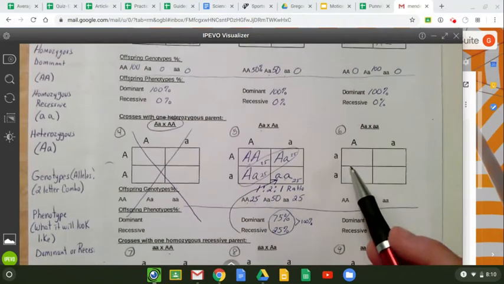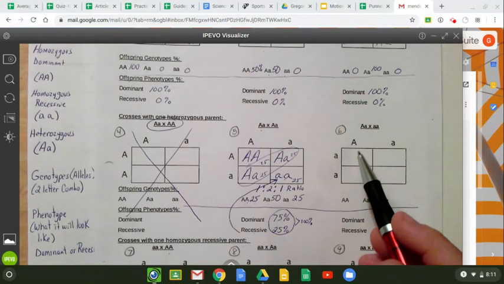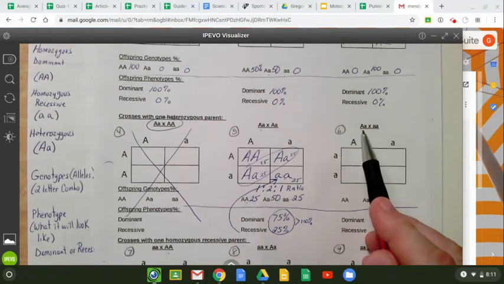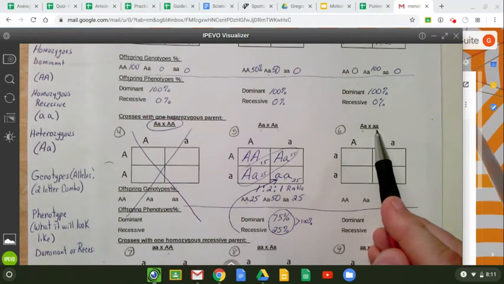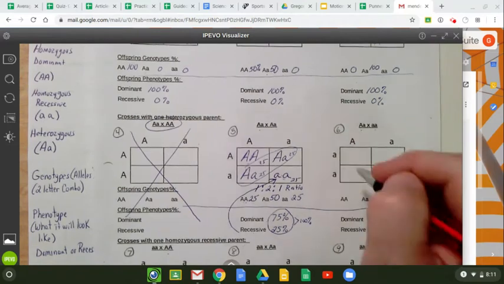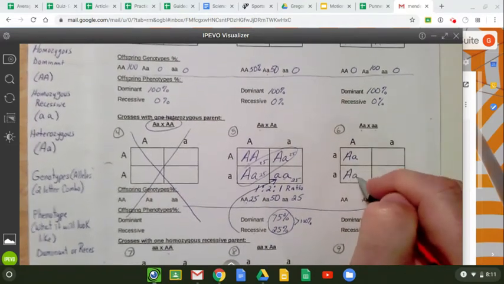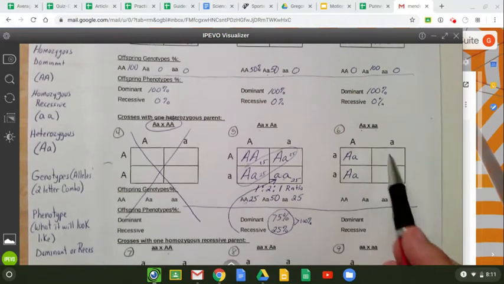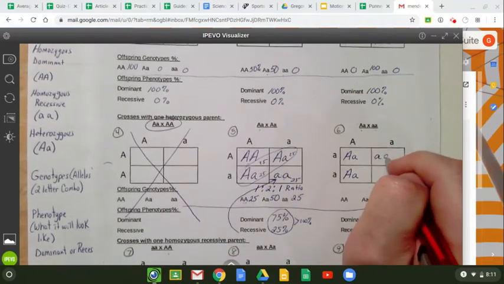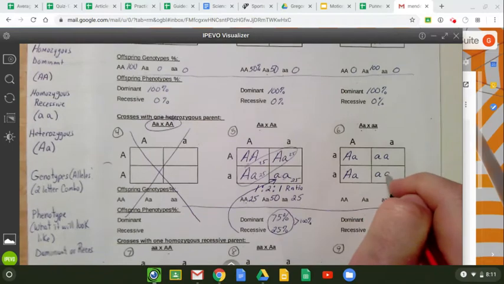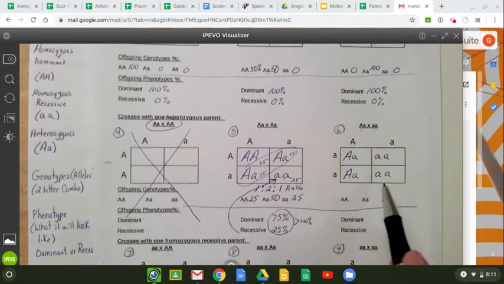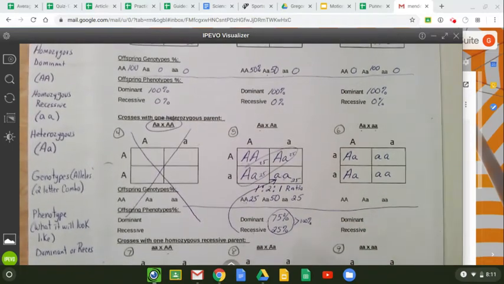All right, our next cross. We're going to cross a heterozygous with a homozygous recessive. Just for time constraints, I'm going to speed it up. I'm going to fill in the block. By now, you should know how to fill in each square. You get 1 from the top, 1 from the bottom. It's like reading a graph.